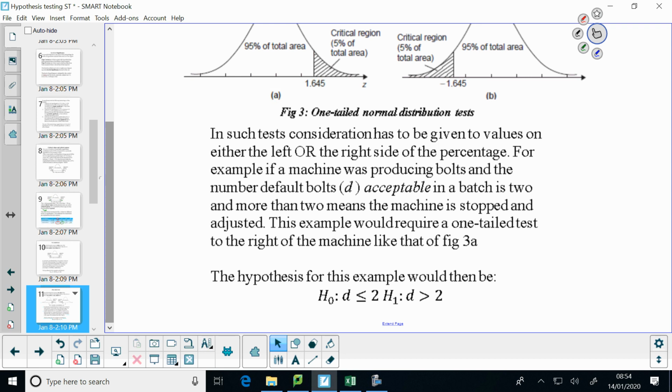The hypothesis for this example would be that the null hypothesis is that D is less than or equal to 2. We've taken anything less than 2 is okay. Defects, that is. Anything greater than 2 is the alternative hypothesis.